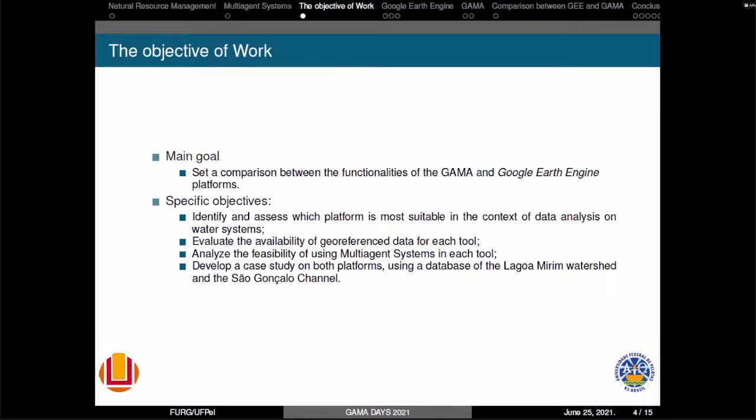systems. The objective of the work, the main goal, is to compare the functionalities of the Gama and Google Earth Engine platforms. Specific objectives: identify and assess which platform is most suitable in the context of data analysis on other systems; evaluate the availability of georeferenced data for each tool; analyze the feasibility of using multi-agent systems in each tool; and develop a case study of the platform using the database of the Lagoa Mirim Watershed and São Gonçalo channel.